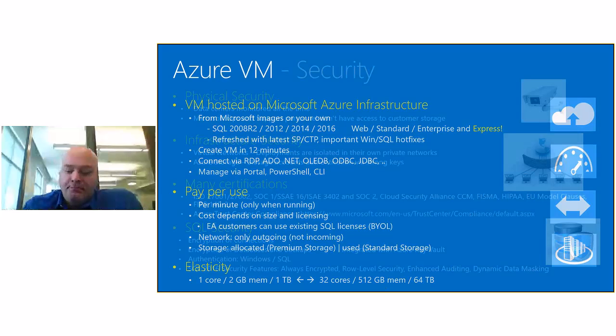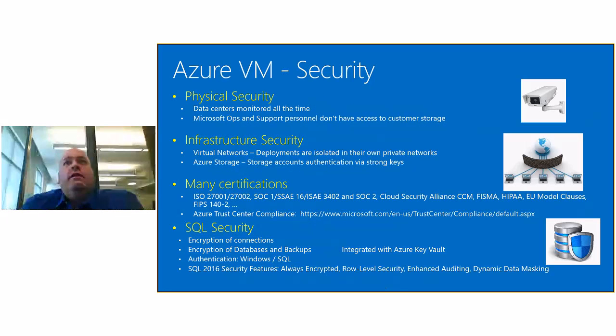So security, when you look at Azure Virtual Machine security, you have many different layers involved. You have your physical security, where the data centers are monitored all the time. There's always somebody there taking care of your valuable data, but our employees don't have physical access to it, so they can't put hands on customer storage. Then on top of that, you have infrastructure security, which is provided by virtual networks. The deployments are isolated in their own private networks, or like I mentioned before, you can use the site-to-site VPNs for security from that point of view.